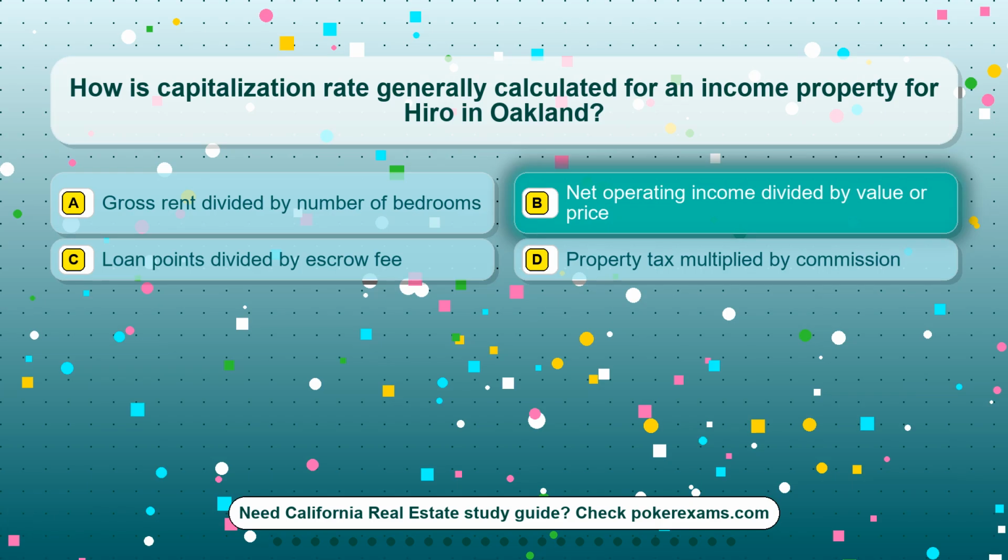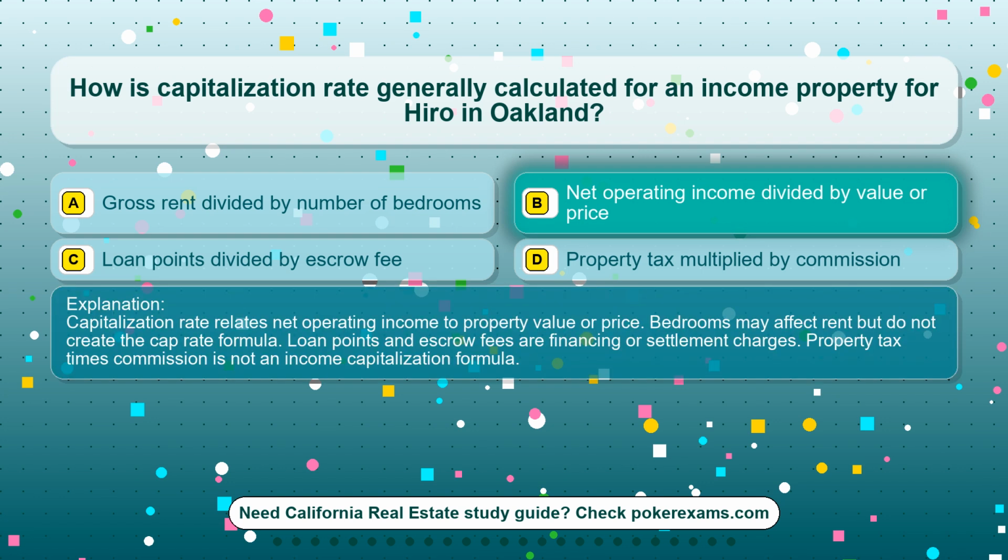The correct answer is option B, net operating income divided by value or price. Capitalization rate relates net operating income to property value or price. Bedrooms may affect rent but do not create the cap rate formula. Loan points and escrow fees are financing or settlement charges. Property tax times commission is not an income capitalization formula.